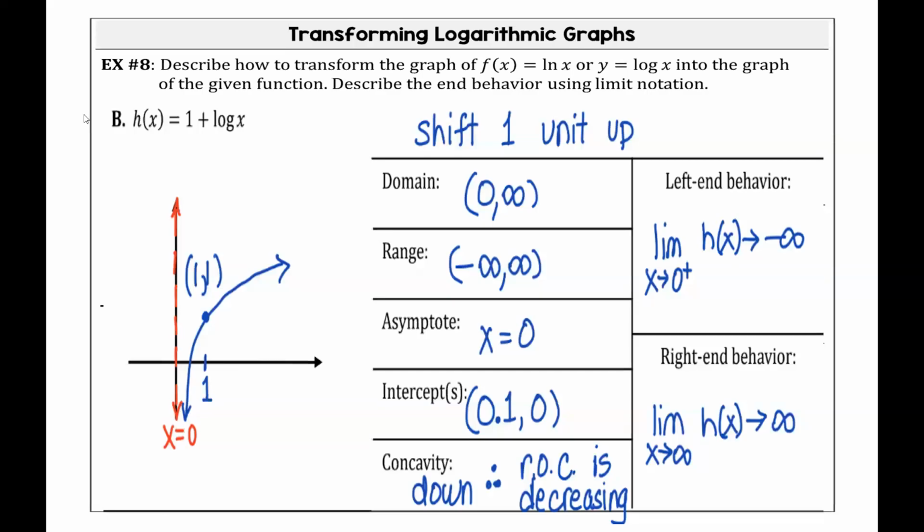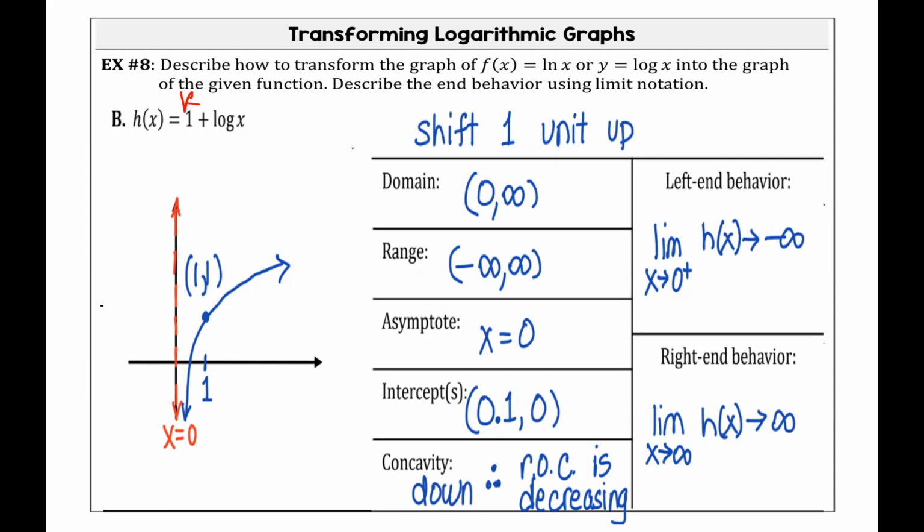All right. So we left off in class talking about our transformation of log graphs. And so we were on example number 8B. And we discussed that this was a shift 1 unit up. Reason being is that we were given our K value. It's the value that is being added on the outside.